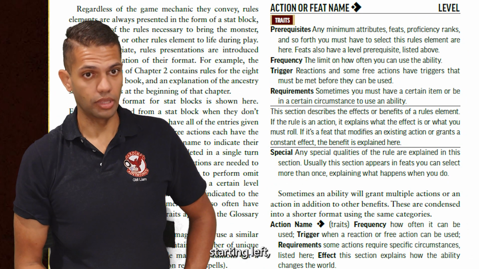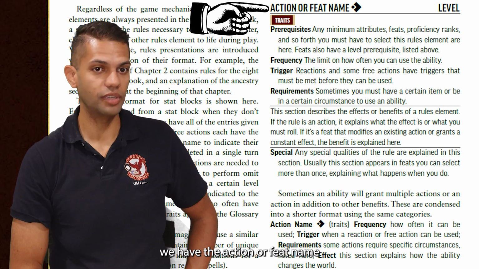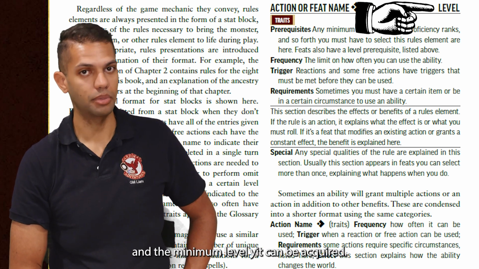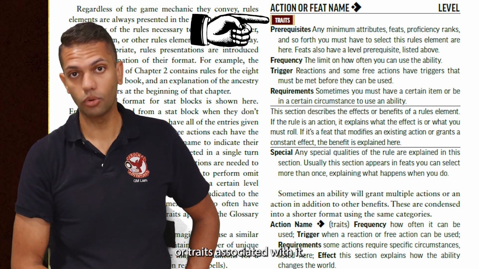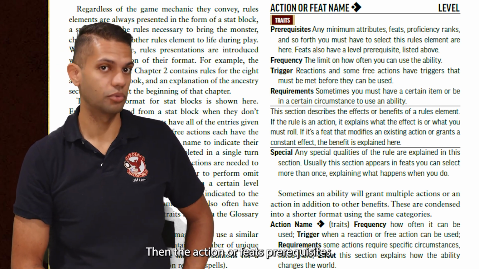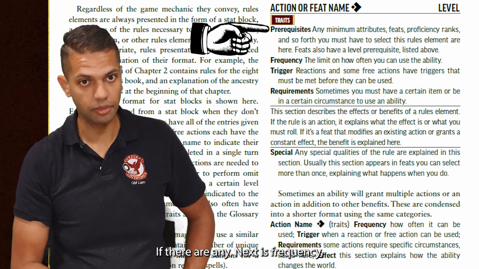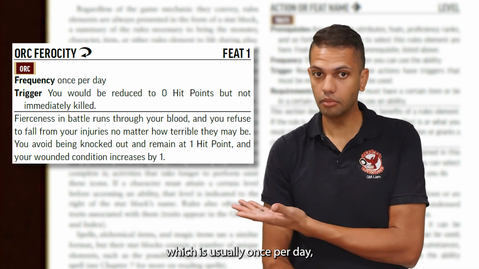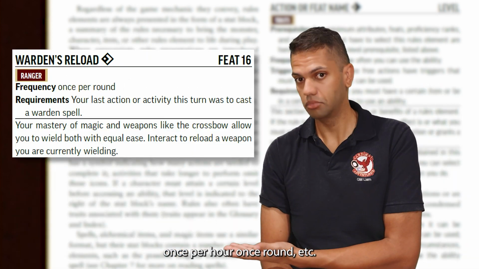Reading an action or feat. At the top, starting left, we have the action or feat name, followed by its action cost and the minimum level it can be acquired. Next is the trait or traits associated with it. Then, the action or feat's prerequisites, if there are any. Next, its frequency, which is usually once per day, once per hour, or once per round, etc.